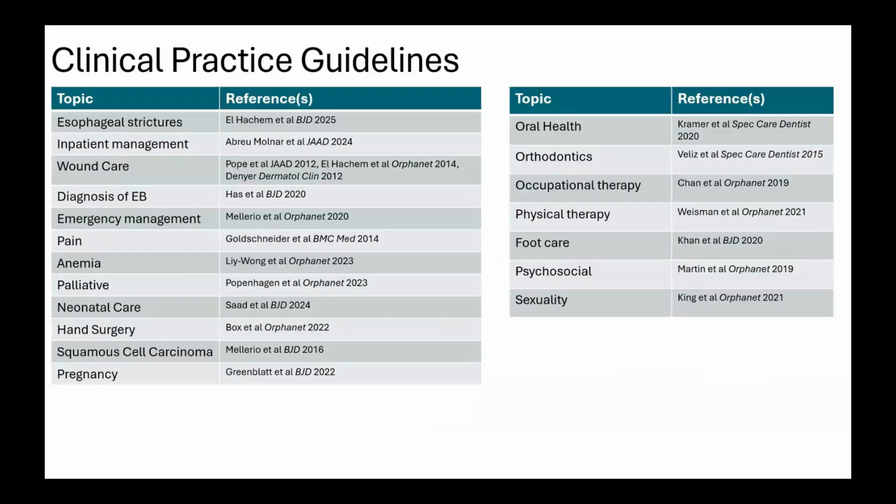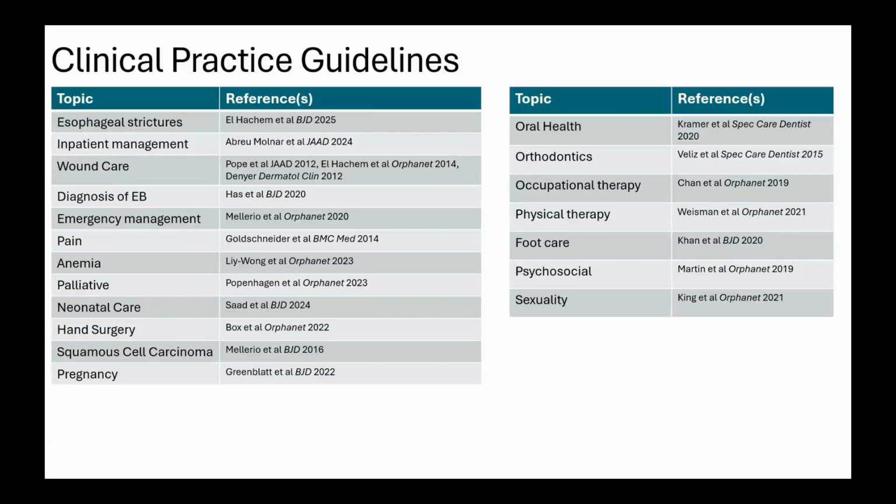And on that topic, there are quite a few clinical practice guidelines now, which is exciting and is very helpful for people caring for EB. The most recent of these guidelines was guidelines for esophageal strictures, which just came out in the British Journal of Dermatology in 2025. We have guidelines for inpatient management. The wound care guidelines, I believe, are probably being updated soon. Importantly, there's guidelines for emergency management. The anemia and palliative guidelines are new as well.